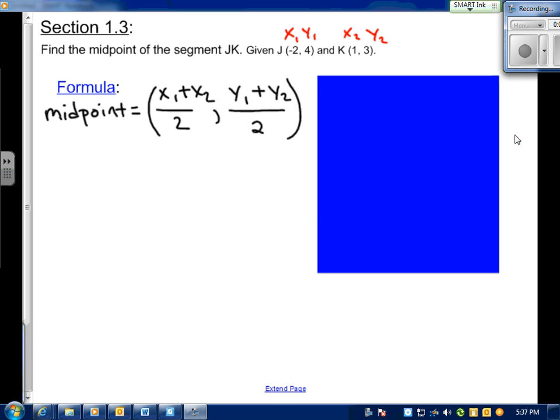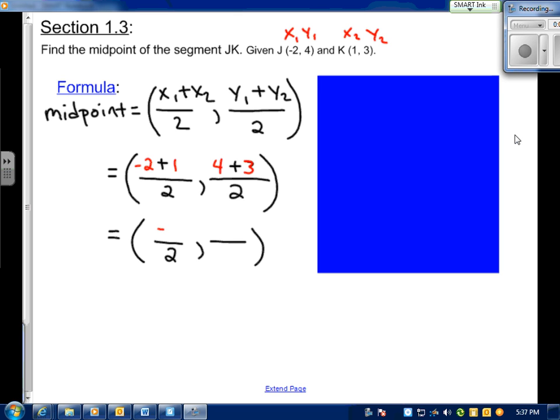Label x2, y2, and then we're going to substitute in. To substitute in, my x1 is negative 2. My x2 is 1. My y1 is 4. And my y2 is a positive 3. The next thing we're going to do is simplify the numerators by adding together: negative 2 plus 1 is negative 1. 4 plus 3 is 7.